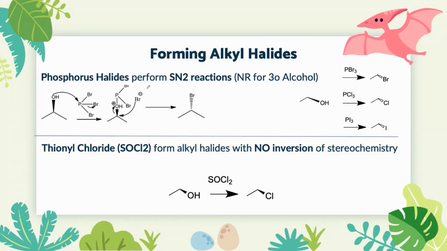And so what they're going to do is essentially just go in and invert that stereochemistry while replacing the alcohol with a halide group, right? And remember, SN2 reaction, that means that you will have no reaction for a tertiary alcohol, right? Your other option is you can use thionyl chloride or SOCl2 to form alkyl halides with no inversion of stereochemistry. This is closer to your SN1 reaction. So it's great for when you want to add a chlorine, but you don't want to invert that stereochemistry.